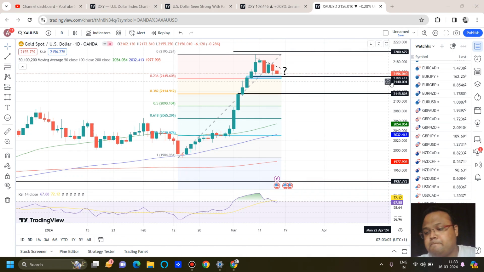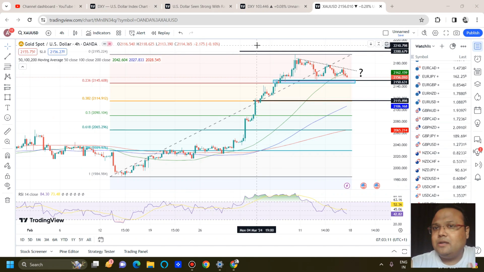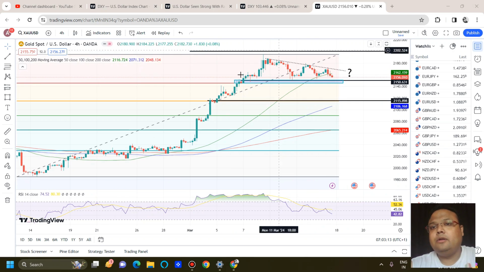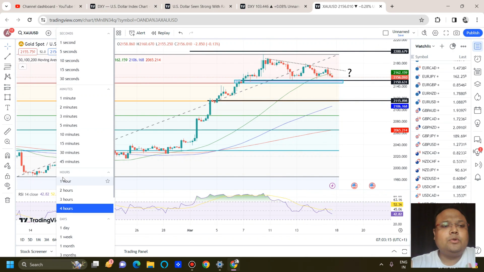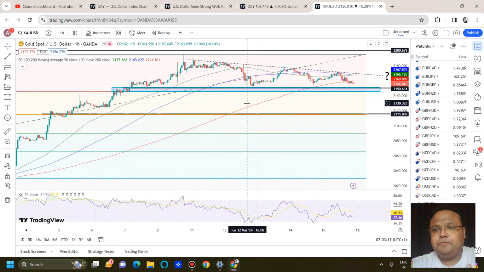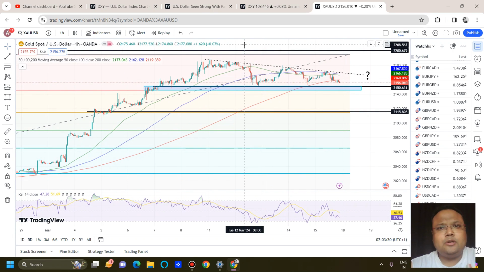If you're wondering why there is a confusion, then we need to look at the market on the 4-hour time frame, or you can also look at the market on the hourly time frame as well. Usually we do our analysis on the 1-hour time frame, so let's look at the market on the hourly time frame.